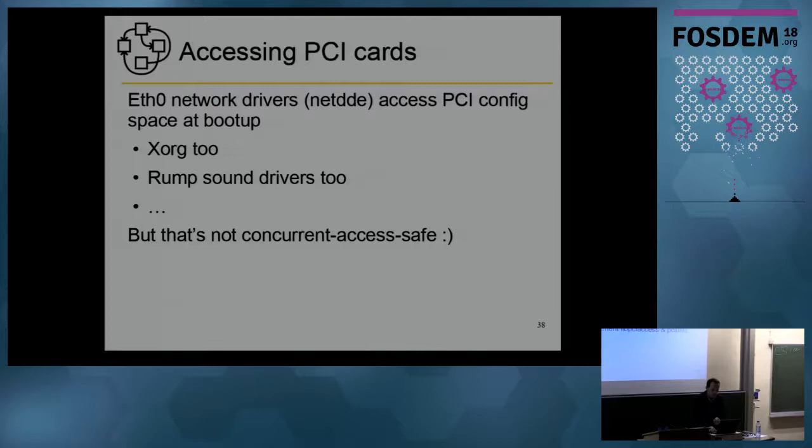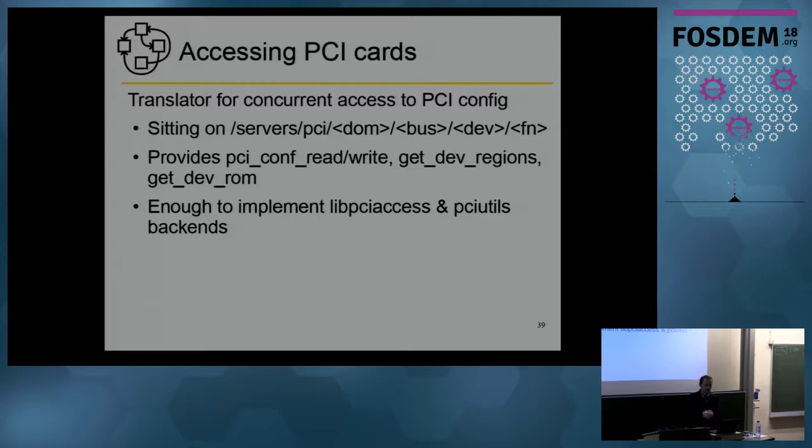So the idea that was implemented by Joanne was to have a translator that provides the PCI config access. And so you'd have /server/PCI/ and the path to the device, so the PCI domain, PCI bus, device, function, etc. Then when you open the file here, you can use RPCs to read and write configuration things, get the device regions to access the memory, get the ROM to map it so that the drivers can work, etc. Basically, that was enough to implement libpciaccess and PCI utils backends.